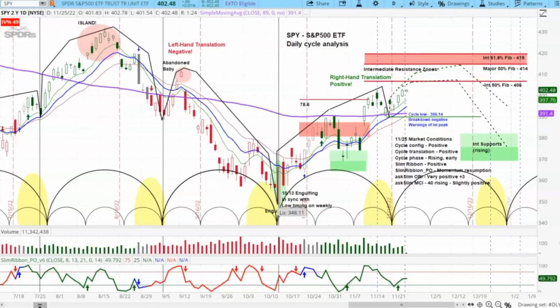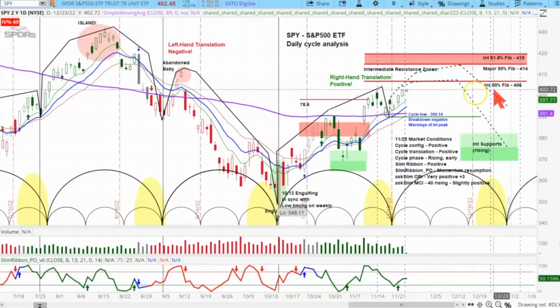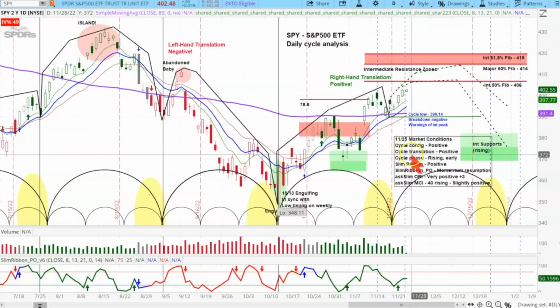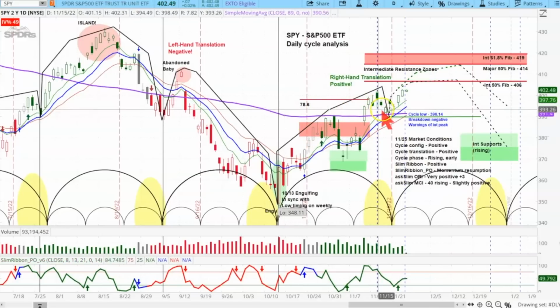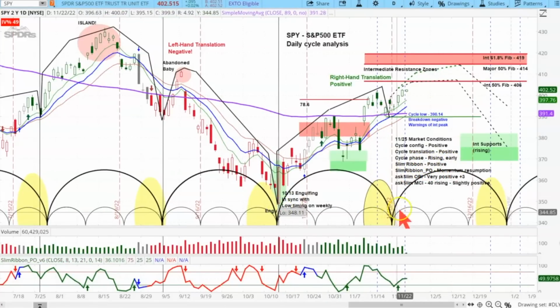Let's just look now at what I have labeled in here about the market conditions for the stock market right now, which I think are important for 11/25. The cycle configuration, in other words, this configuration is positive. The cycle translation, which shows you this peak well above this peak, is very positive. The cycle phase is rising and early, as we are right here in this rising and early phase.